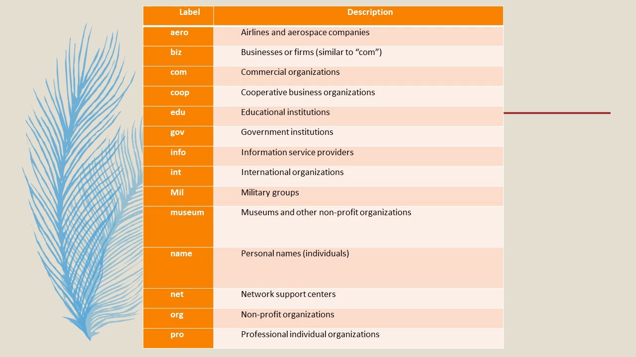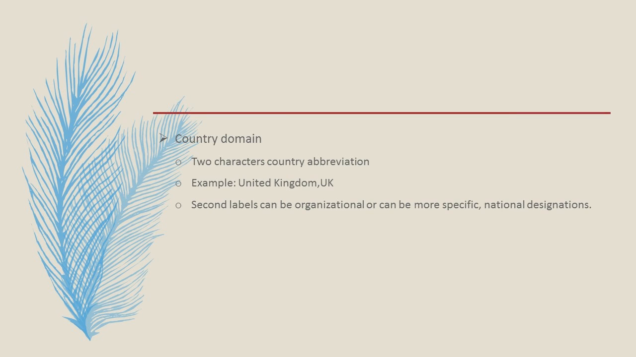The name is used for personal names, which is individuals. The net is used for network support centers. The org is used for non-profit organizations. The pro is used for professional individual organizations. The country domains section uses two-character country abbreviations. For example, the United States uses US as its label.